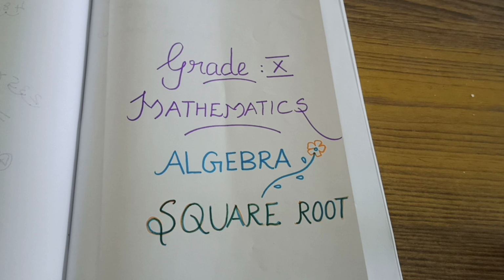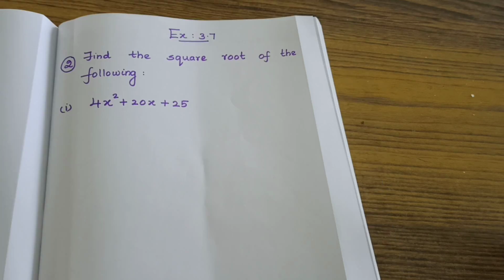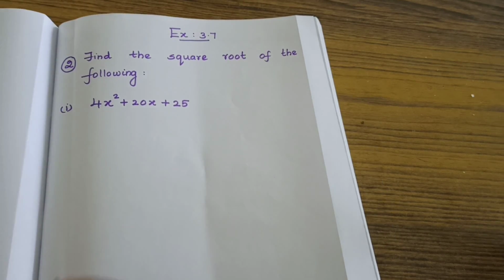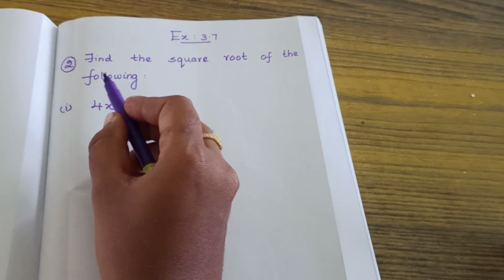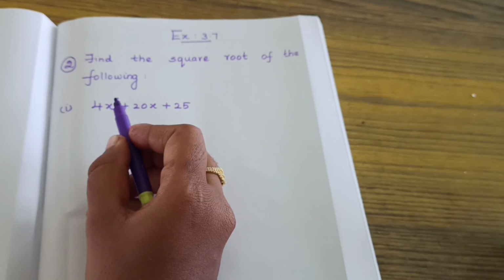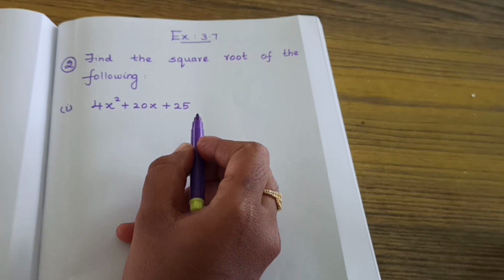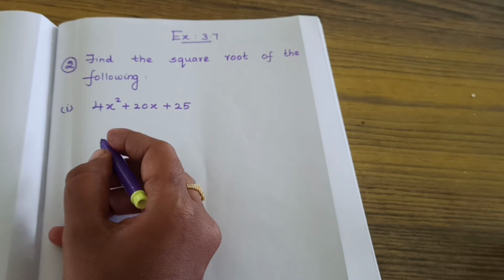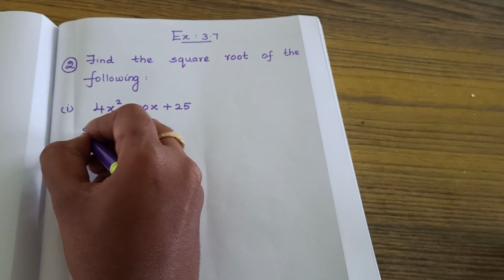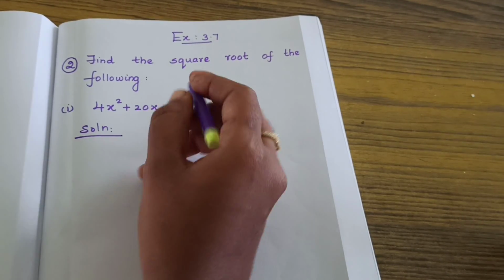Have you all got the homework problem answer? Okay, let's move to the exercise problem. Listen. Exercise 3.7. Find the square root of the following. First question, 4x square plus 20x plus 25. How can we do this? Okay, let's listen. Solution. See the question.